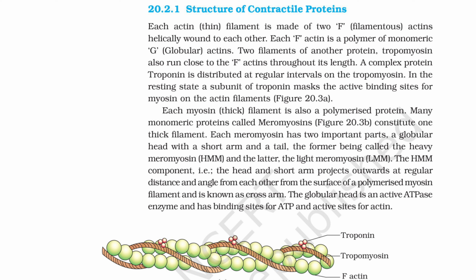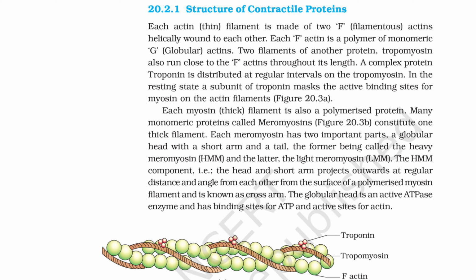Structure of contractile proteins. Each actin (thin) filament is made of two F (filamentous) actins helically wound to each other. Each F actin is a polymer of monomeric G (globular) actins. Two filaments of another protein, tropomyosin, also run close to the F actins throughout its length. A complex protein, troponin, is distributed at regular intervals on the tropomyosin. In the resting state, a subunit of troponin masks the active binding sites for myosin on the actin filaments.